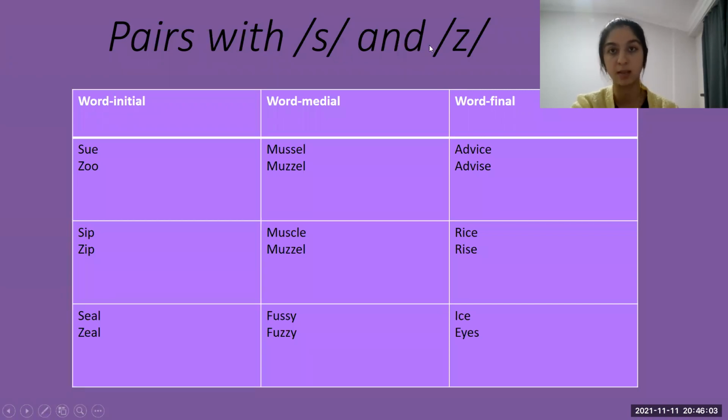Pairs with S and Z. Word initial: sue, zoo, sip, zip, seal, zeal. Word medial: muscle, muzzle, fussy, fuzzy. Word final: advice, advise, rice, rise, ice and eyes.